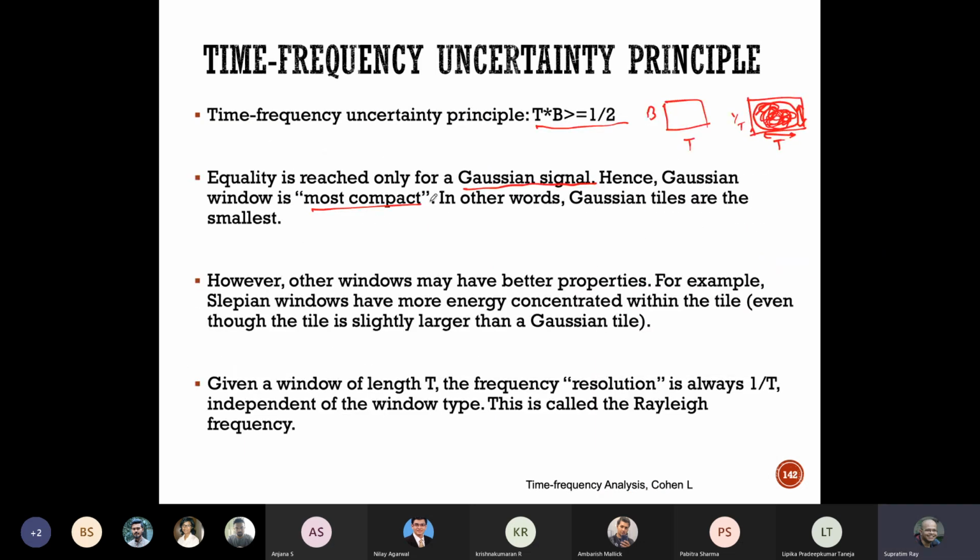So then why don't we always use a Gaussian? Remember, I had earlier talked about Slepian windows being most concentrated. The reason a bunch of other windows are also used while doing things like tapering is that those windows could have better properties than a Gaussian in terms of phase properties, as well as how energy is concentrated within what you define as a tile.